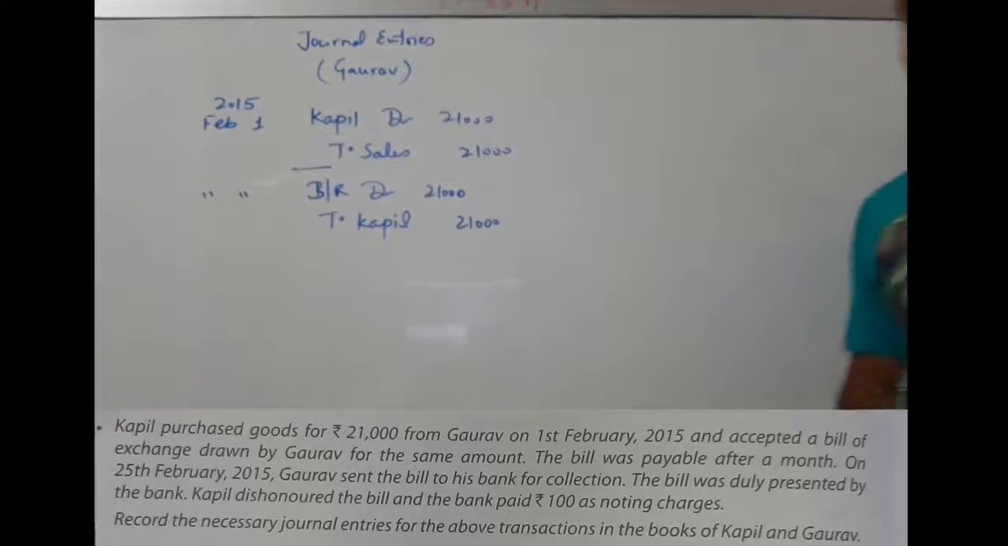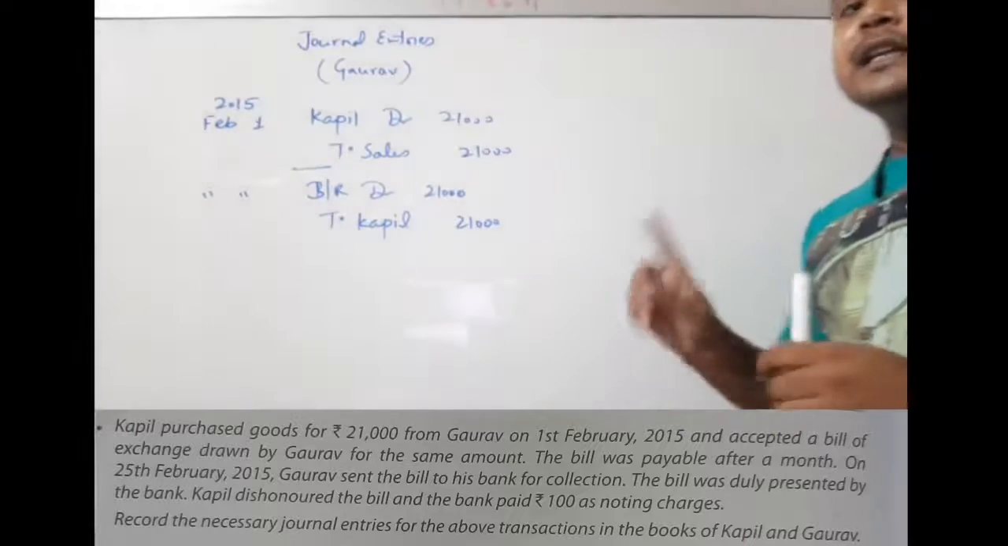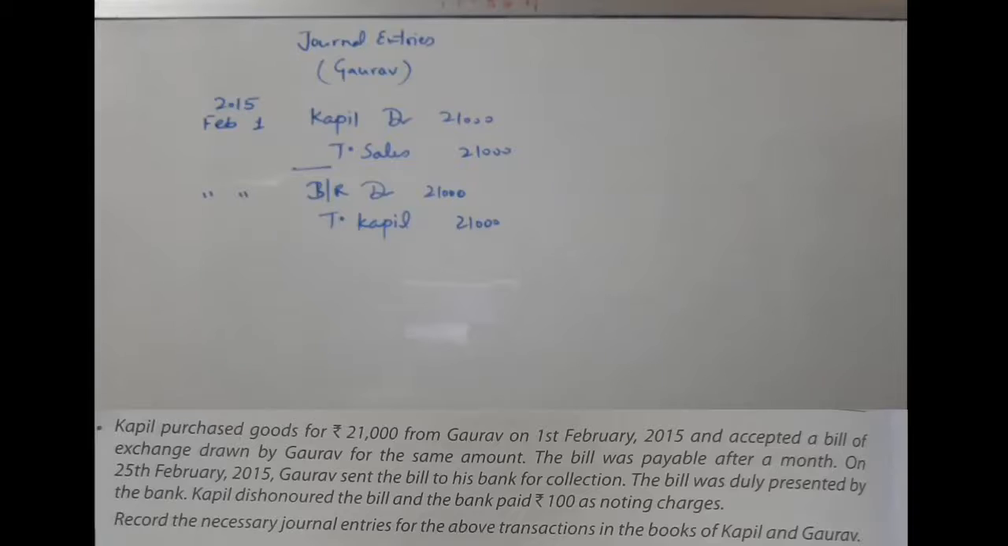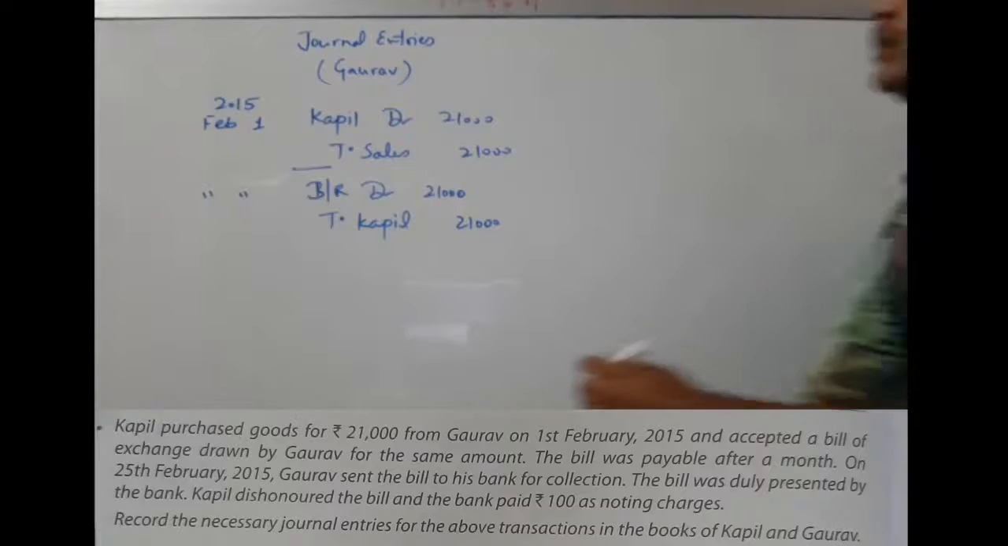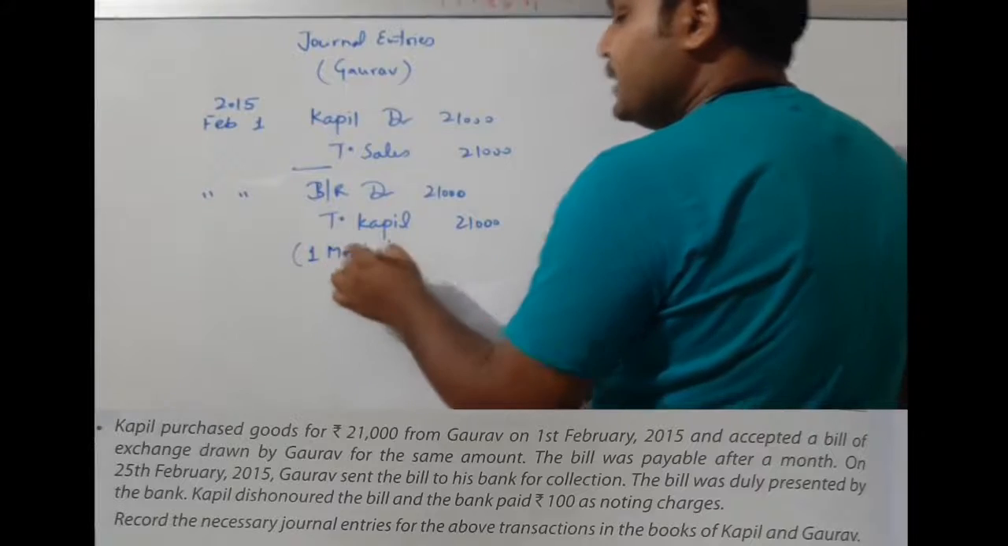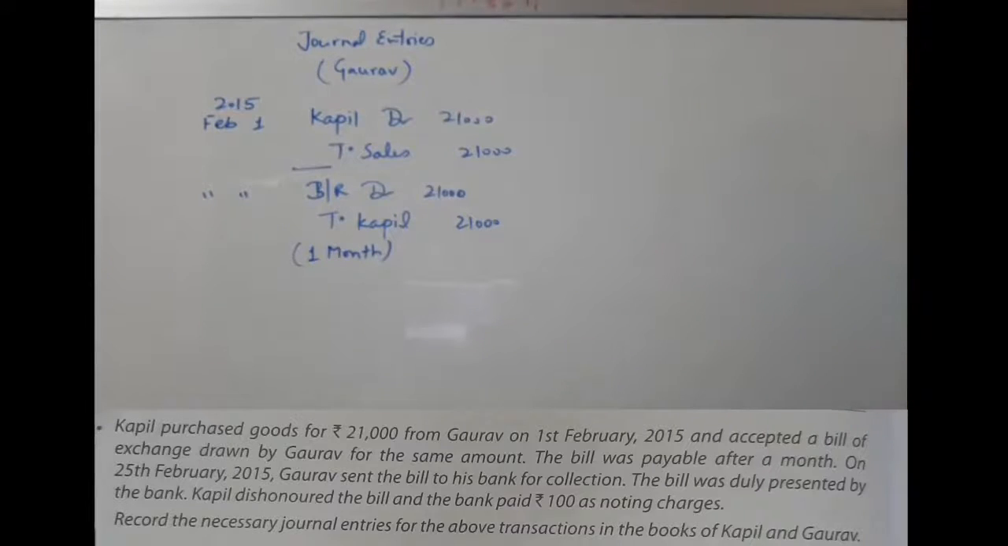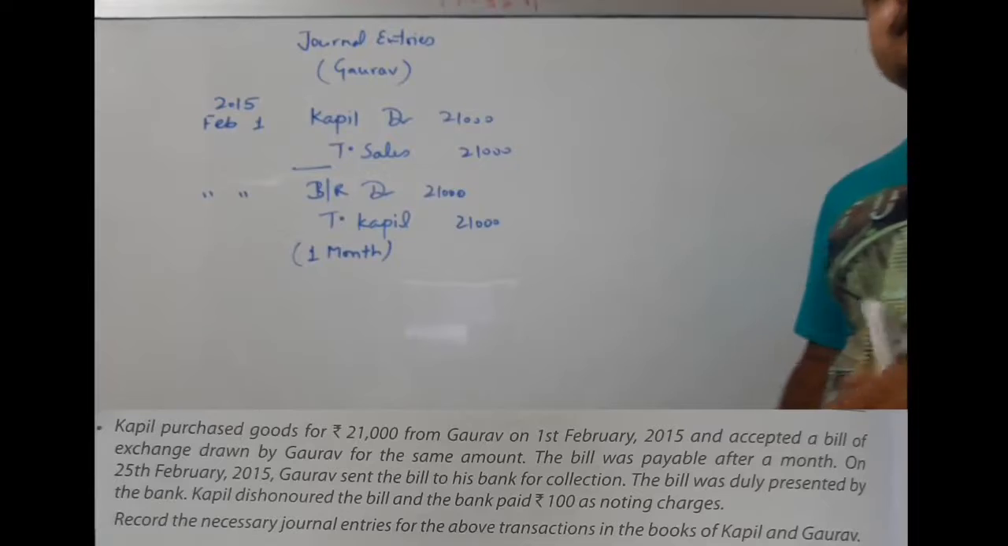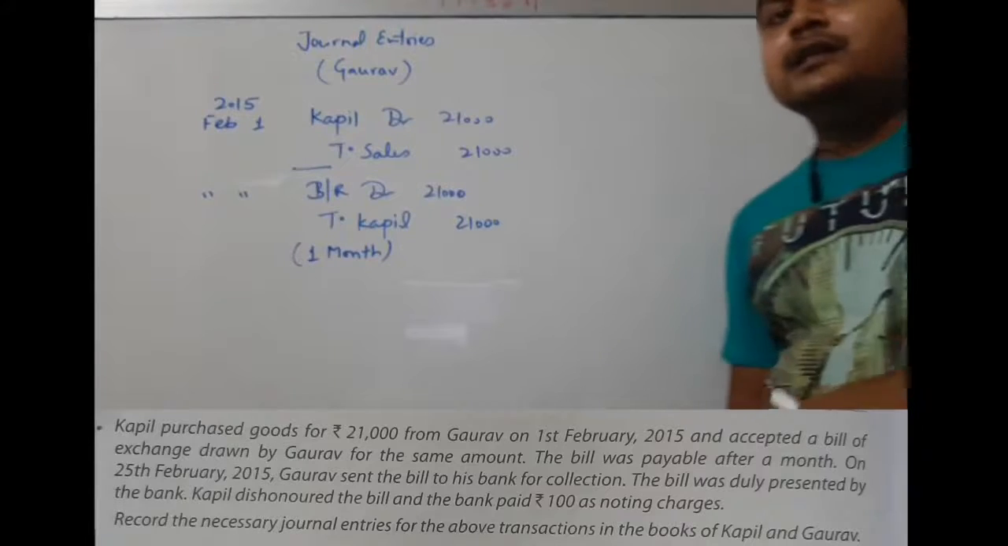And you know very well, the bill was payable after a month. It is a one-month bill. The due date of the bill is 1 month later. So what is the due date of the bill? That is February 1 to March 1, plus 3 days, 4 March. So the due date of the bill is 4 March.